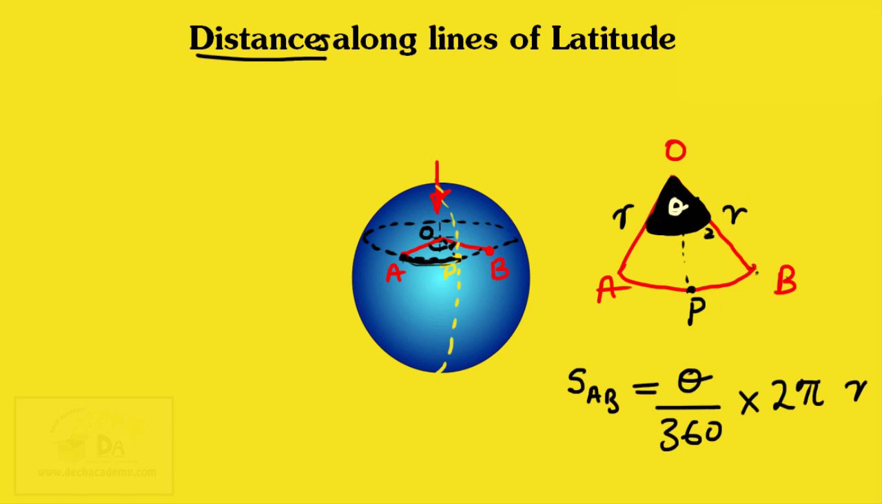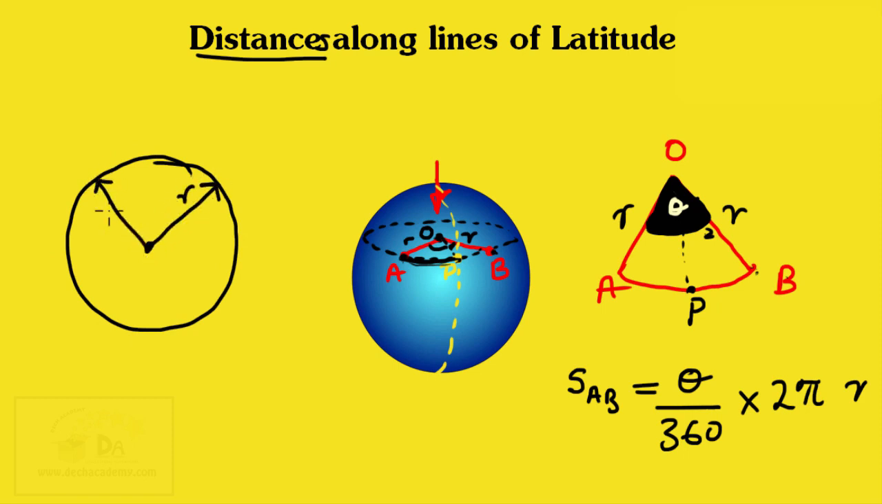Why? Because the radius of the sector is the length of the line from the center to point B on the surface, or from the center to point A on the surface. Remember, when you have a top view of this line of latitude, what you have is a circle. This is the center of that circle, and the radius of that circle is small r, given by the distance from the center to any point on the circumference. Point A is somewhere here, and point B is somewhere here. So the lines from O to A and from O to B have a length equal to the radius of this circle, which is small r.